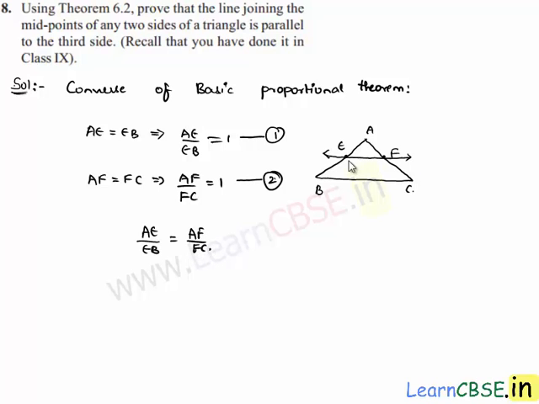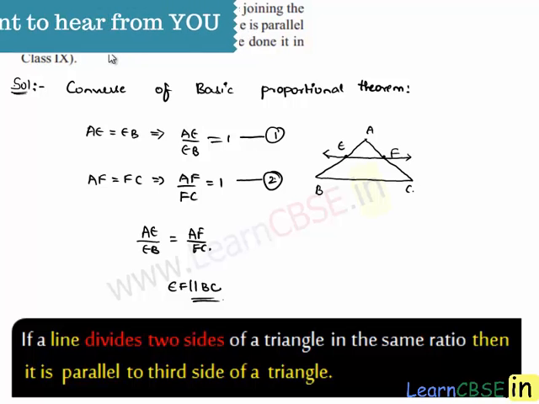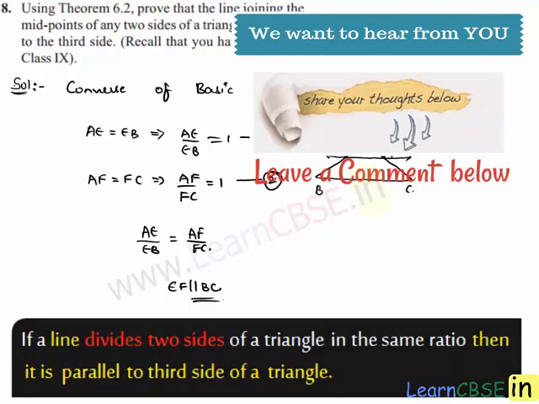Now line EF is dividing AB and AC in the same ratio. So from the statement of Converse of Basic Proportionality Theorem, we can say that EF is parallel to BC. Therefore, line joining midpoints of any two sides of triangle is parallel to the third side is proved.